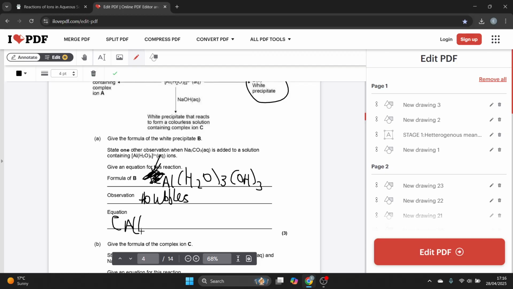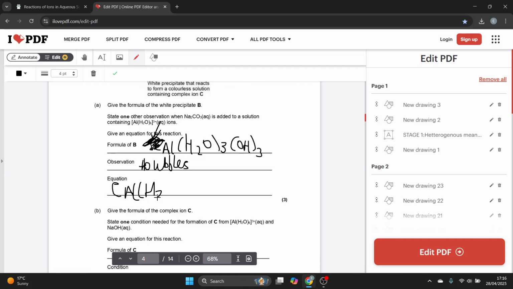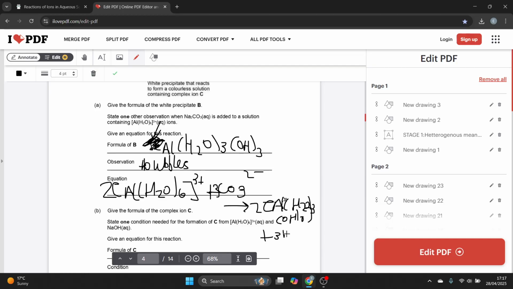So Al(H2O)6 3+ plus CO3 2-. But because it's this, obviously, and I've memorized the equation, which you kind of have to do because I don't know how else you're going to get the answer. You get that, plus 3H2O, plus 3CO2. 2[Al(H2O)6]3+ plus 3CO3 2- gives 2Al(H2O)3(OH)3 plus 3H2O plus 3CO2.